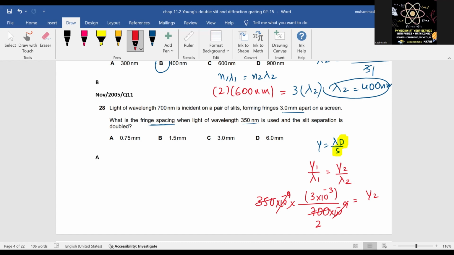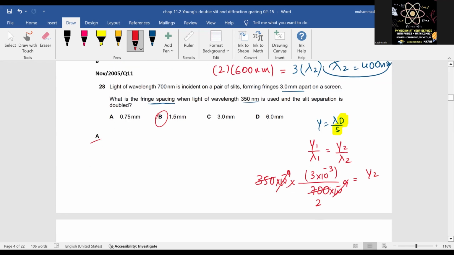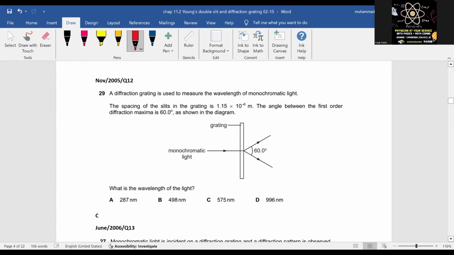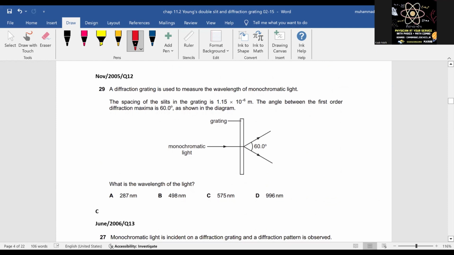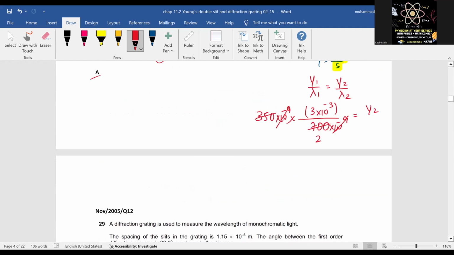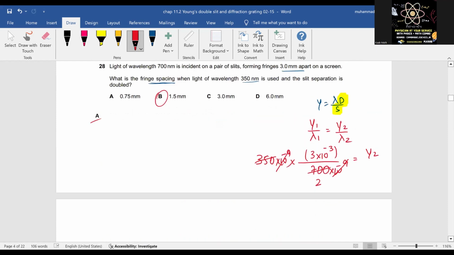1.5, I'm getting 1.5. Yes, 1.5. So it should be B and not A. Okay, clear? So it's this, 1.5, right? Yes, okay, fine.